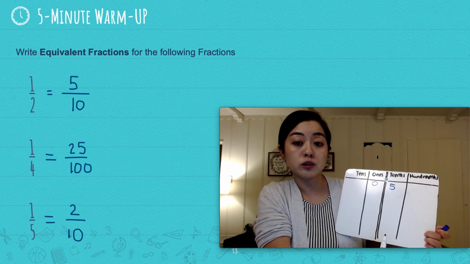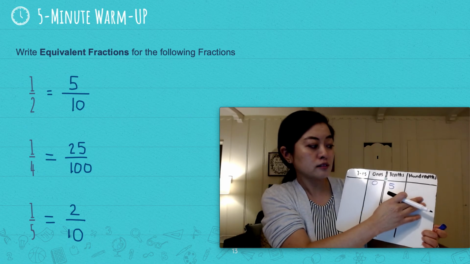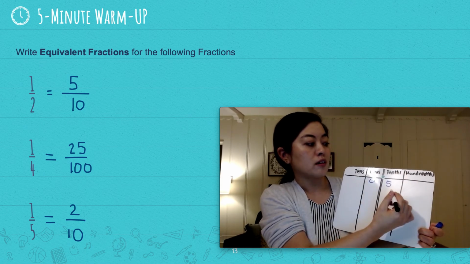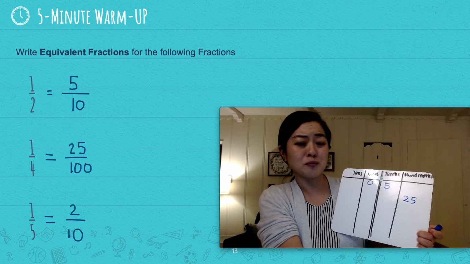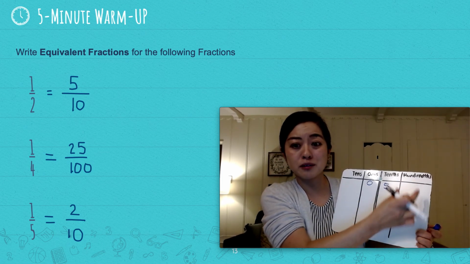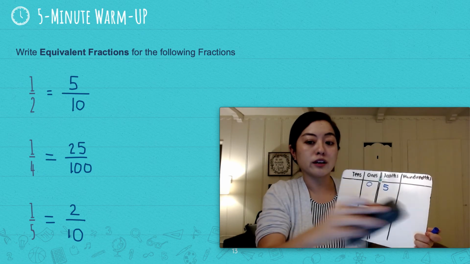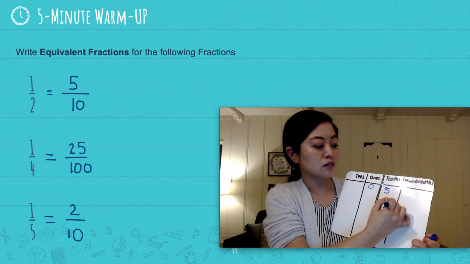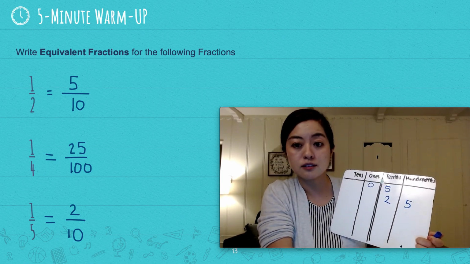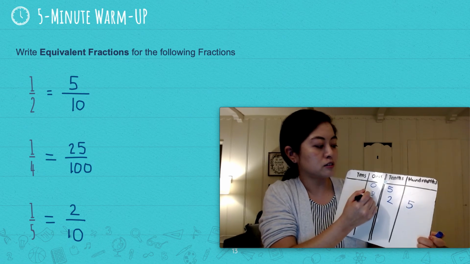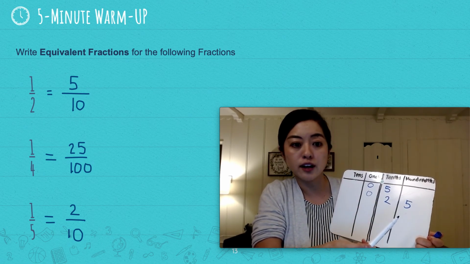What about 25 hundredths? Well, I know in my hundredths, can I put 25 like this? No, because my highest number in my place value column is a 9. But what I can put here is a 2 and a 5, and that becomes 25 hundredths. Okay, and I'm going to put a 0 here. So 25 hundredths, my decimal is 0.25.